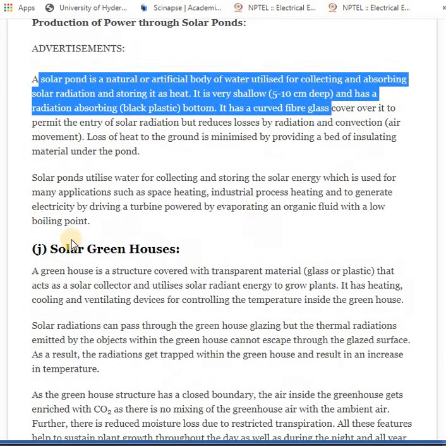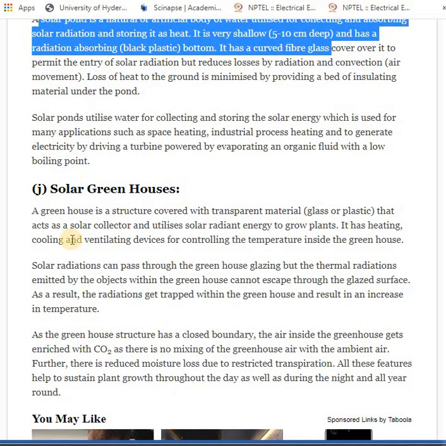Then you have solar greenhouses. The greenhouse is a structure where you cover a selected area, you make it a solar collector, and utilize this solar energy to grow plants, and it has heating, cooling, and ventilating devices for controlling the temperature inside the greenhouse. So see, the solar greenhouse is another application for this.